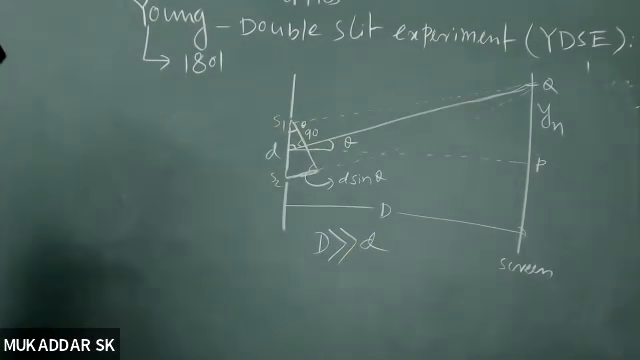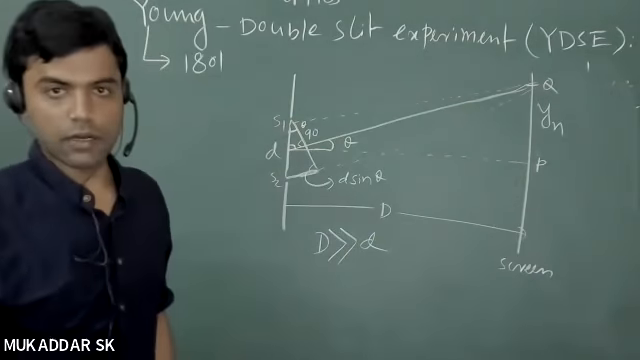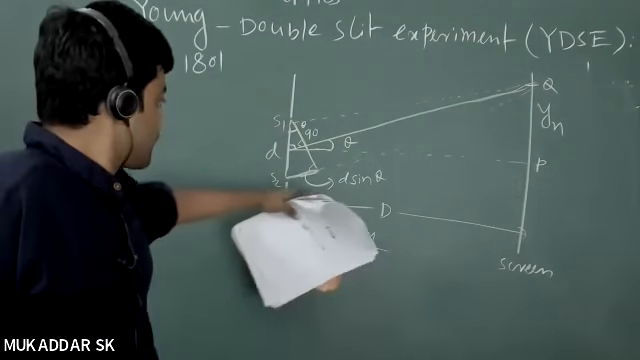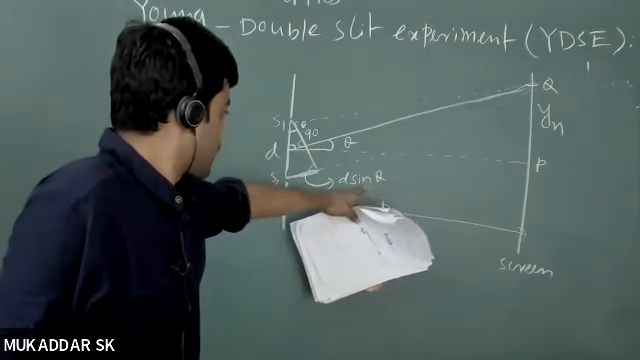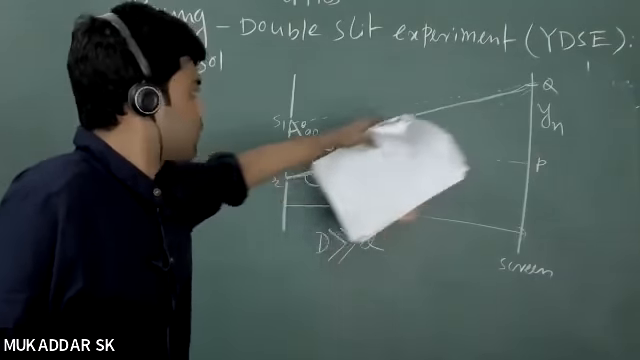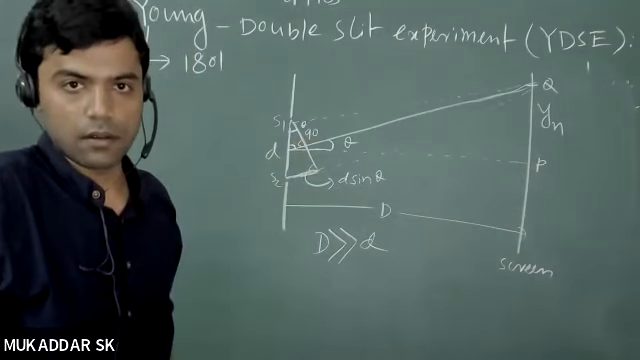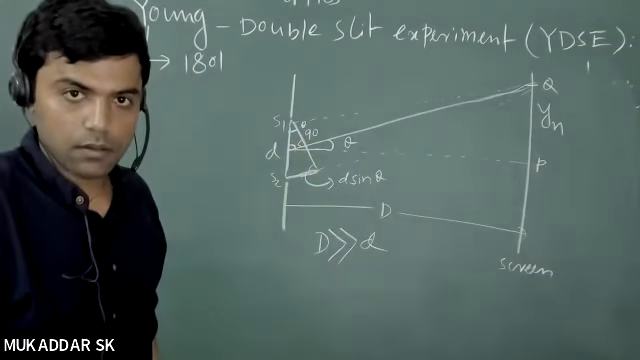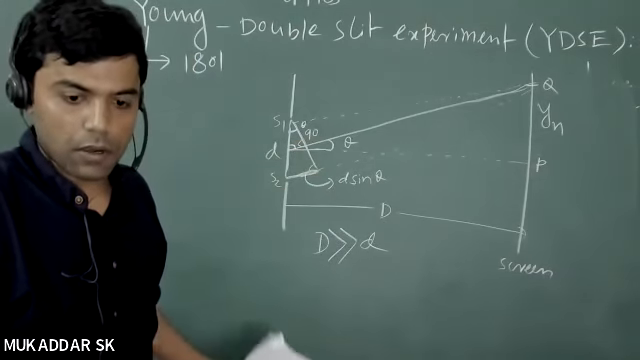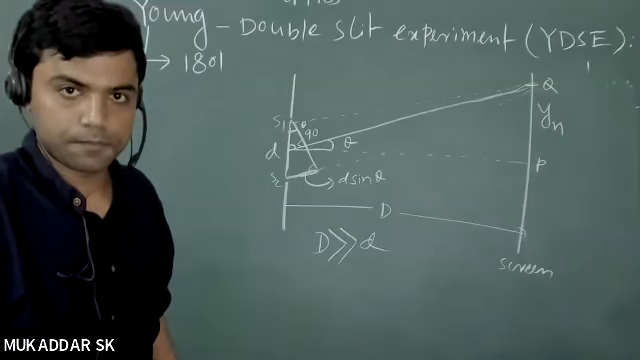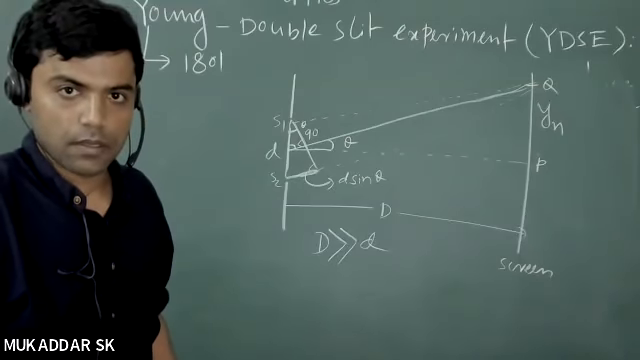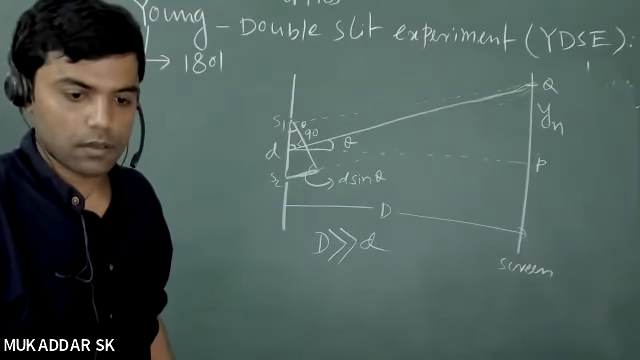So you got that the path difference between S1Q and S2Q is d sin theta. Is there any doubt about how I came to the conclusion that the path difference between S1Q and S2Q is d sin theta? If you have a doubt, please tell me, I can repeat. No, sir. Sir, please repeat, sir.